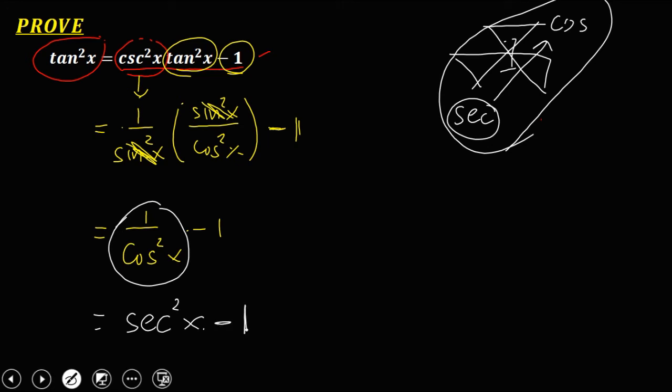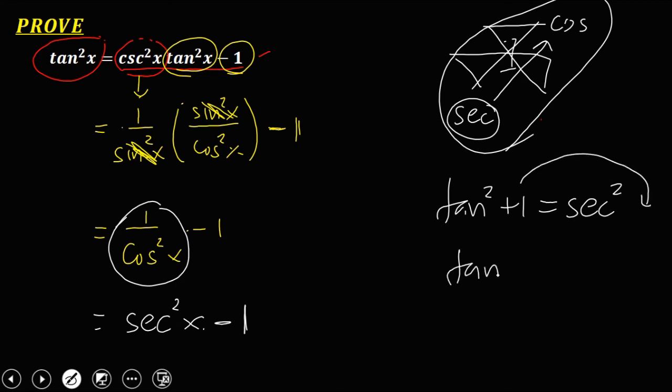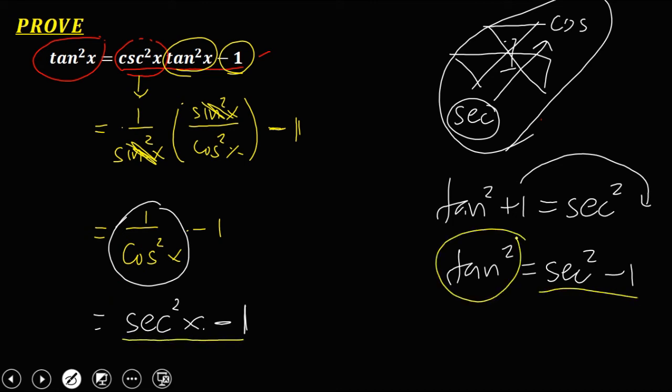Then we also have this identity that tangent squared plus 1 is equal to secant squared. If we transpose this 1 to the right, we have now tangent squared is equal to secant squared minus 1. So secant squared minus 1 is equal to tangent squared. Therefore, this equation is equal to tangent squared x. So we have now an equal equation.